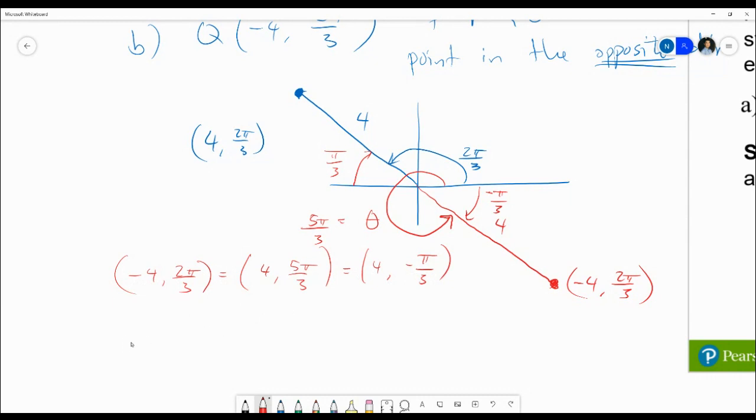Now, what if I want both of them to be negative? If I want both of them to be negative, that means I want the angle to rotate in this direction, and then my r is going to be negative. So this is 3π/3. This is 4π/3. So I want -4π/3, and my r will be -4. All of these here will equal this. Okay, does that make sense?